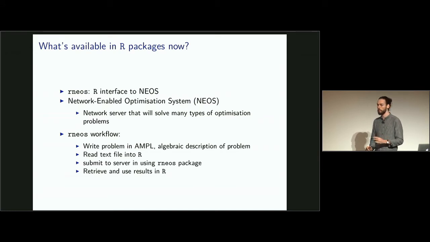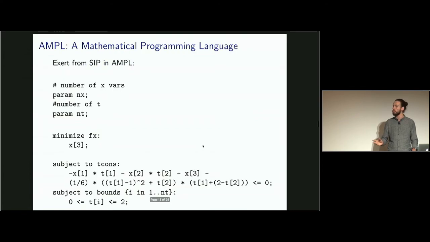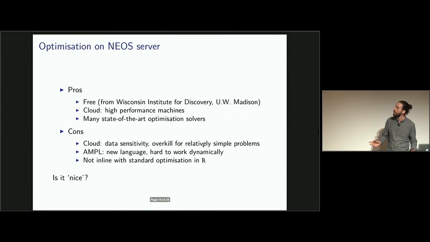I don't like it for a number of reasons. I think it's fine for one-go optimizers, but a lot of the time I think dynamically with optimization. I'm trying to do lots of different optimization problems that change. So that's what AMPL looks like. Gross.